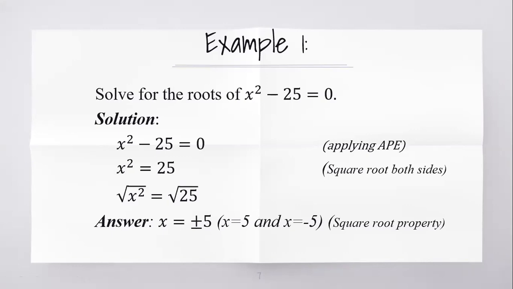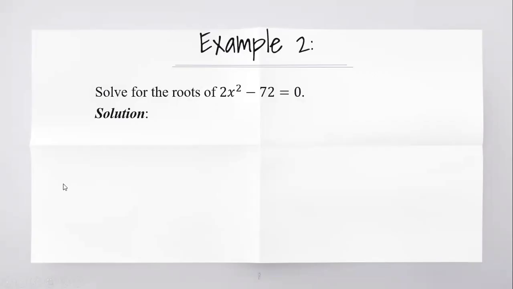Bakit po naging ganyan? Kasi po, kapag square root tayo ng isang number and we apply the square root property, hindi lang po tayo mag-yield or magre-result sa positive 5. Kasama din po si negative 5. Therefore, if we're going to square root of 25, that will become positive 5 and then negative 5. So by applying square root property, let us have another example.